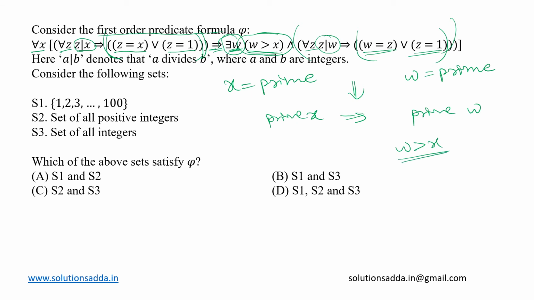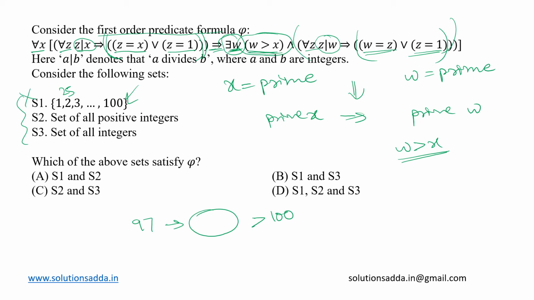Now, given these three sets, we need to check if the given predicate logic is satisfied by them or not. Looking at the set S1, it is a set of the first 100 natural numbers. Within this set, we have in total 25 prime numbers, but if we pick, let us say, the prime number 97, then we do not have any greater prime number than 97 within the same range, because the next prime number after 97 is definitely greater than 100. So we can say that this set S1 fails this predicate logic.